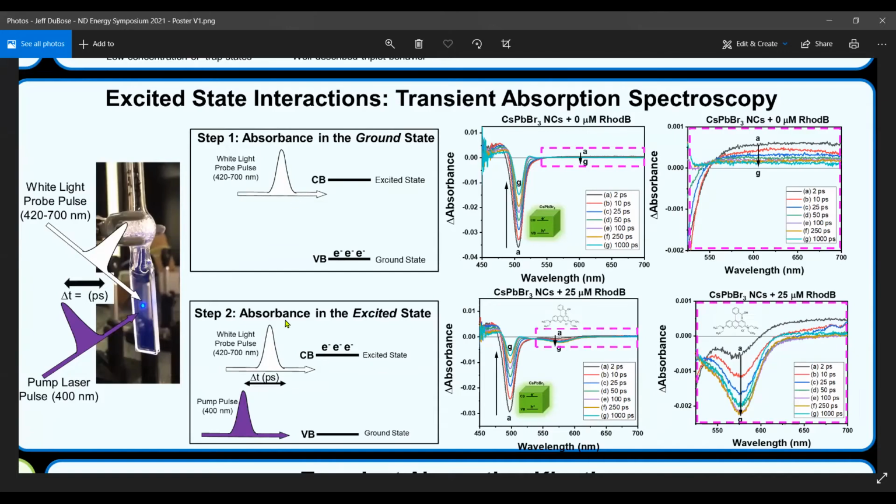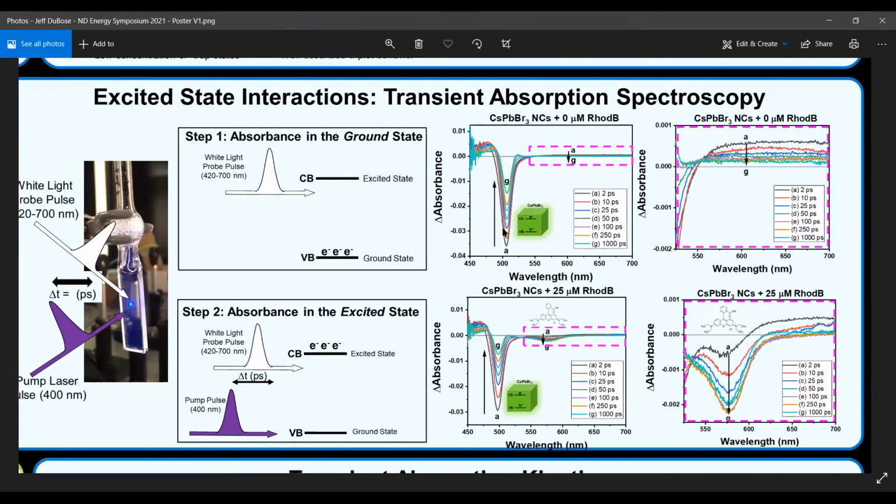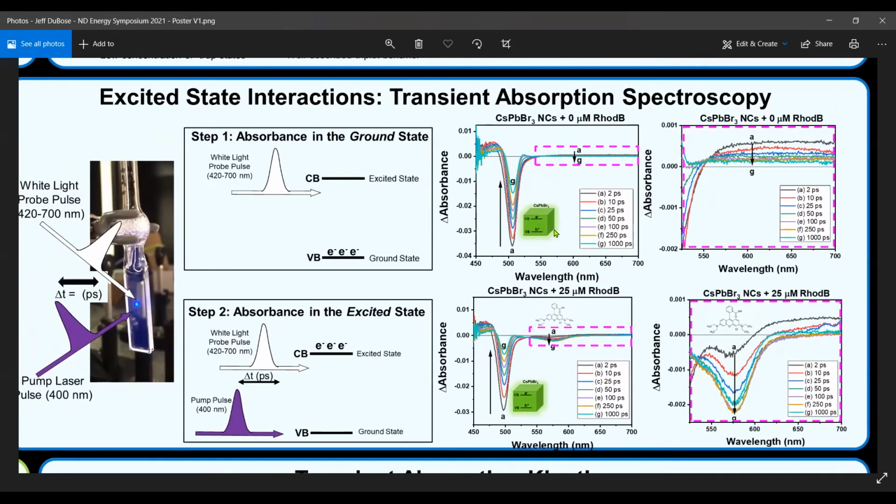And then in step two of transient absorption, we first come in with a pump pulse, and that excites a bunch of electrons into a higher energy level. And then while everything is still excited, we come in with another probe pulse, and we basically take absorbance in the excited state. And so we take the difference absorption between those, and that's what you get here in these spectra to the right.